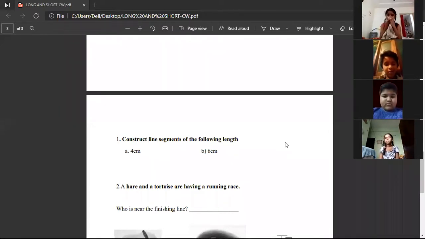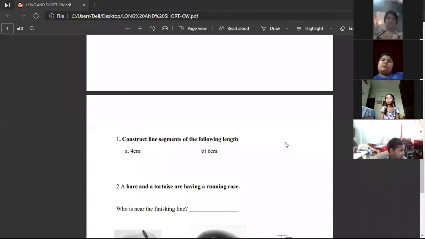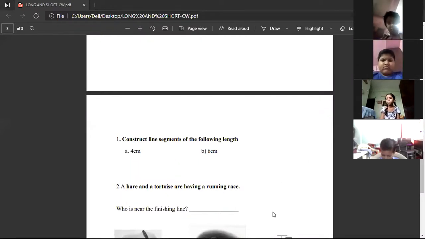So when you want to draw 4 centimeters, you have to use the scale and draw 4 centimeters. Suppose 6 centimeters, then this much length. It is easy to measure by scale. You can find the numbers on the scale, so you have to draw the line segment. So that was the question. Last class I did not do it because of time constraint, but this worksheet is shared, so you have done this.